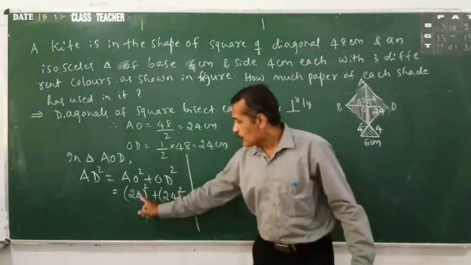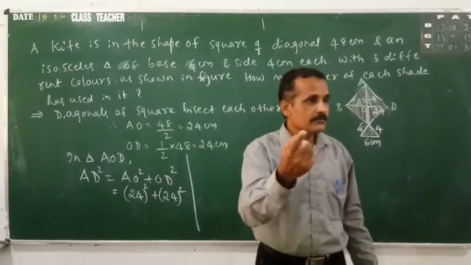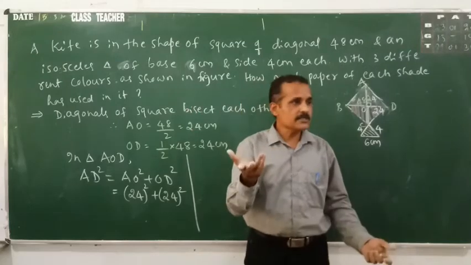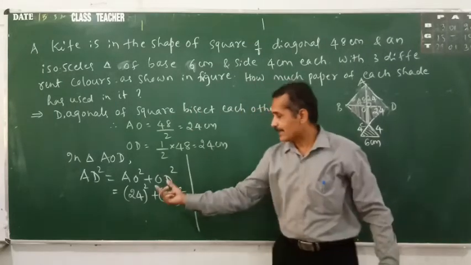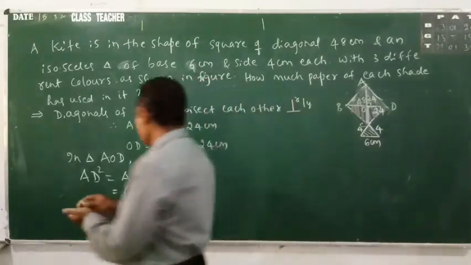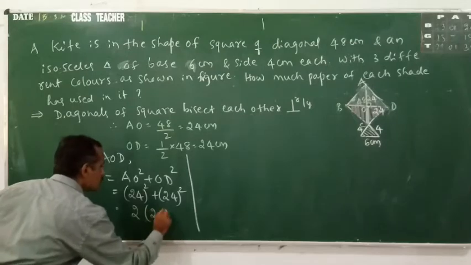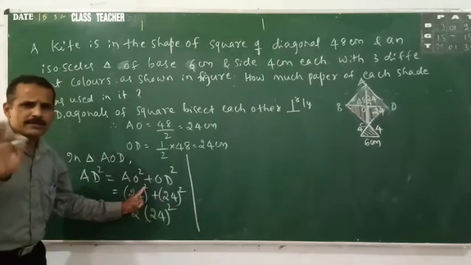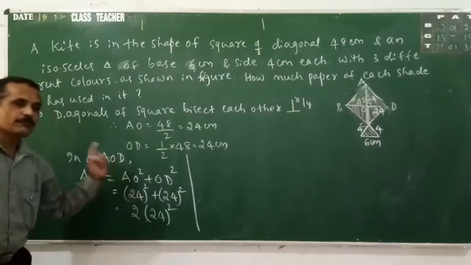I can say 24 square plus 24 square is 2 times of 24 square. Like 4 plus 4 is 8, and 2 times of 4 is also 8. Like that, if you add 24 square and 24 square, it will be 2 times of 24 square. I am not going to find what 24 square is, not required. When numbers are the same, you can write in this way: 2 times of 24 square.